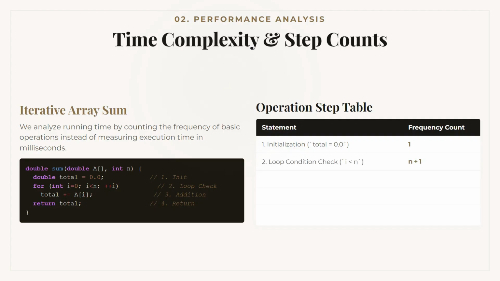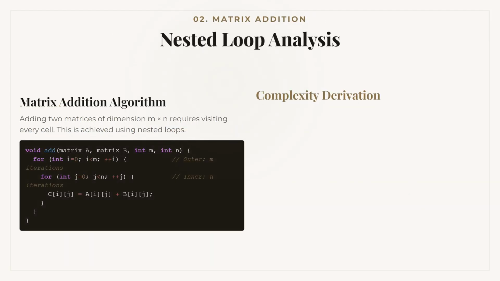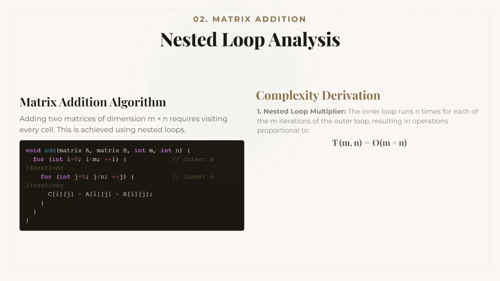Consider the example of summing the elements of an array using a loop. The algorithm initializes a variable to 0, iterates through all n elements, adds each element to the total, and finally returns the result. The initialization step executes once. The loop condition is checked n plus 1 times. The addition operation executes n times. The return statement executes once. Adding all these counts together gives a total of 2n plus 3 operations. As the value of n becomes very large, the constant value 3 becomes insignificant compared to 2n. Therefore, the running time grows linearly with n. We express this as O(n).